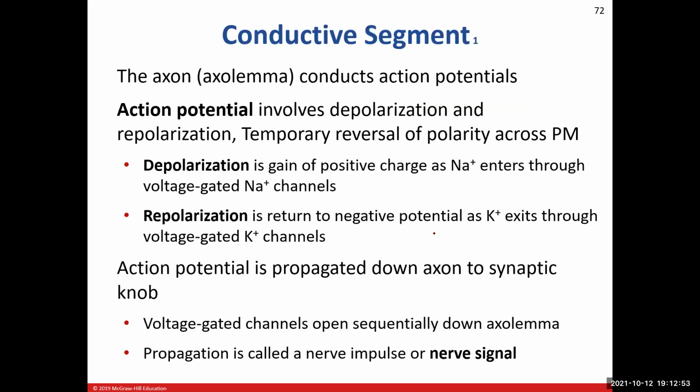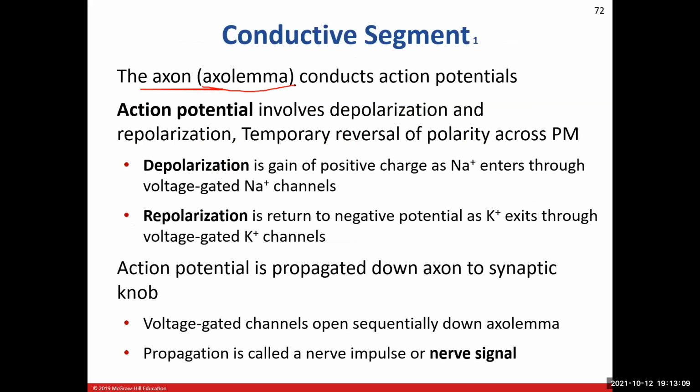So the conductive segment. The conductive segment is the axon. And specifically, when we're talking about these action potentials and what happens, we're talking about the plasma membrane of the axon, and that's called the axolemma.